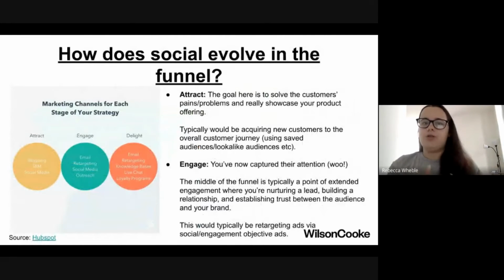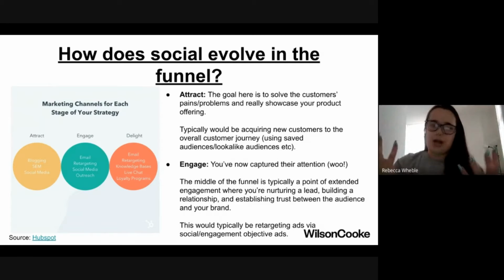So I just wanted to touch on how social evolves in the funnel, because you have social in two separate places. Like I've just mentioned, a lot of social does sit in the awareness stage, but you do also have it in the engagement section as well. So firstly, social is used to attract. The goal here is to solve the customer's pain points and really showcase your product offering. Typically, we'll be acquiring new audiences to the overall customer journey, like I mentioned before, using saved audiences/lookalike audiences, etc., and maybe using lookalike audiences based on data, and just trying to reach that new audience. So that's your attraction stage. That also goes within blogging and SEM as well.